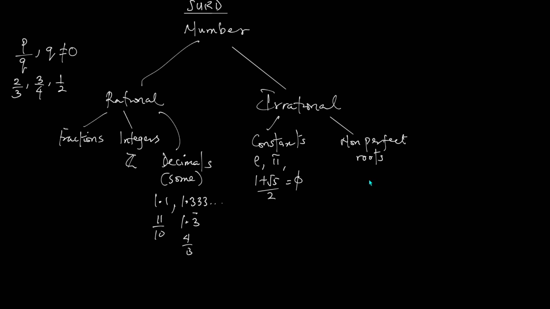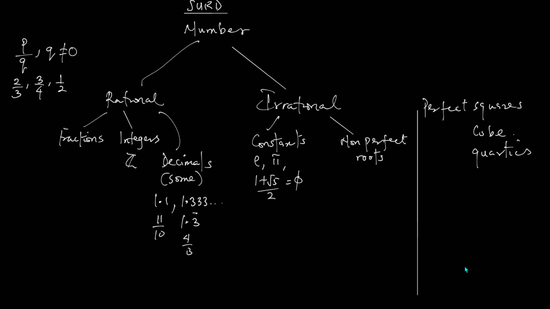What are non-perfect roots? First, we have to understand that there are these numbers called perfect squares, perfect cubes, right? Perfect quartics, basically, perfect quintics and all that. So perfect squares are numbers that when you take their square root, you have rational numbers. Perfect cube, when you take the cube root, you have rational numbers. It goes on like that.